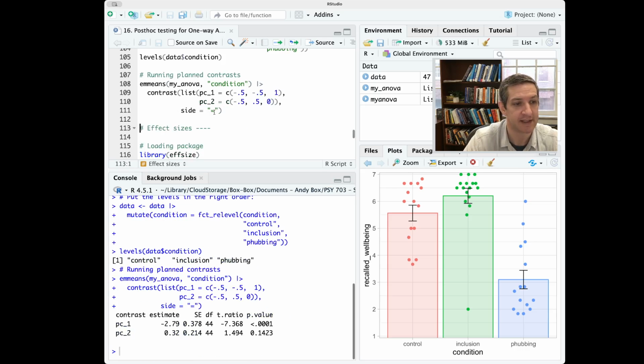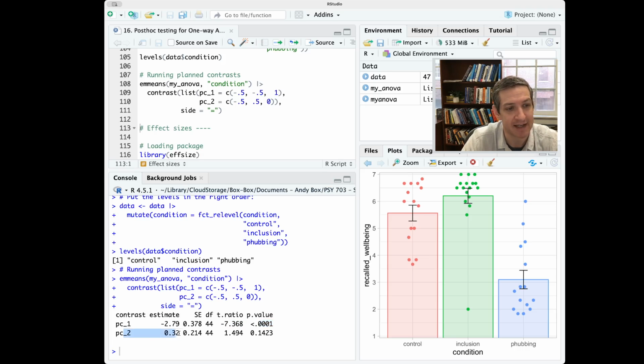So when we run this, we get two results, one corresponding to each planned contrast. So first, we have our t-test and p-value for the contrast between the combined means of the control and inclusion condition compared to the fubbing condition. And we can see it's a very strong t-value, and the p-value is very, very significant, which matches what we can see with our own eyes looking at this graph, so that's what we'd expect.